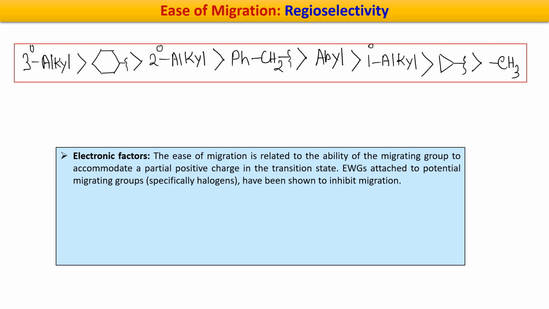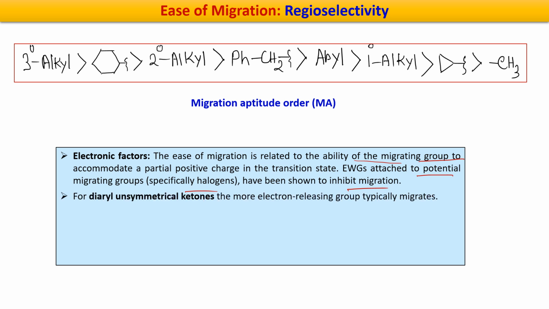Now as a summary we can say, as you can see, the order for migration. So for the electronic factors, the ease of migration is related to the ability of the migrating group to accommodate the partial positive charge. Remember the picture, that is the transition state, what is happening there, that we have just seen. So an electron withdrawing group attached to a potential migrating group, specifically halogens, will obviously inhibit migration. So we will prefer electron donating groups. So this is the order for migrating aptitude.